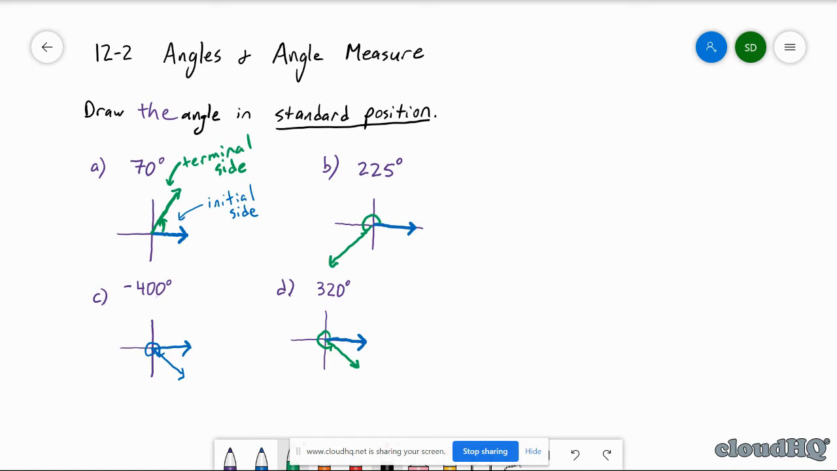We go the other direction, but where do we end? Where does our terminal side land on both of those two? Is it the same place? Yes, we have a name for angles like that. If the terminal side ends in the same position, we call them coterminal angles. The vocab you want to be familiar with.